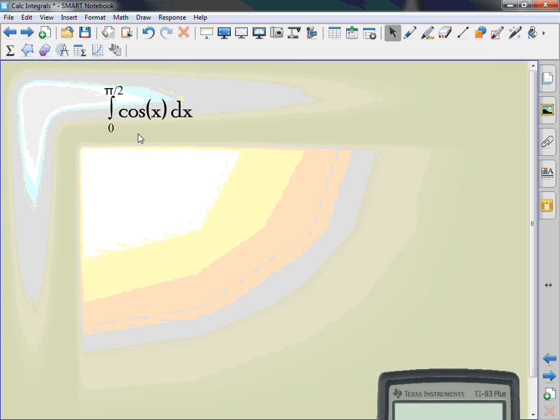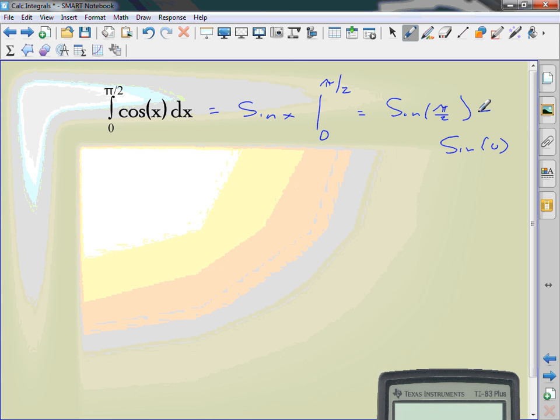So looking back, the antiderivative of cosine is sine. So I have sine from 0 to pi over 2. Sine of pi over 2 minus the sine of 0. You can look at your wheel real quick, or you can put it in your calculator. Pi over 2, sine is 1. At 0, sine is 0. 1 minus 0 is 1. And that's your answer. Are you okay with basic integrals?